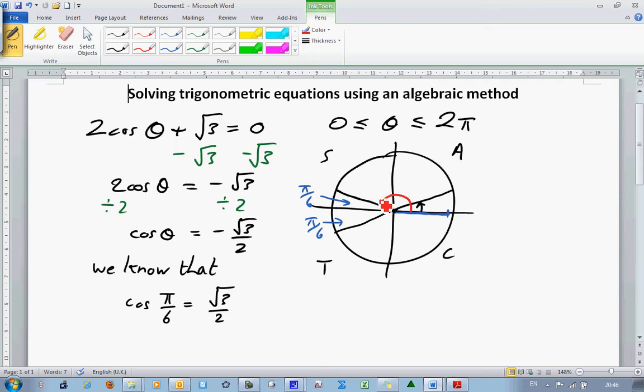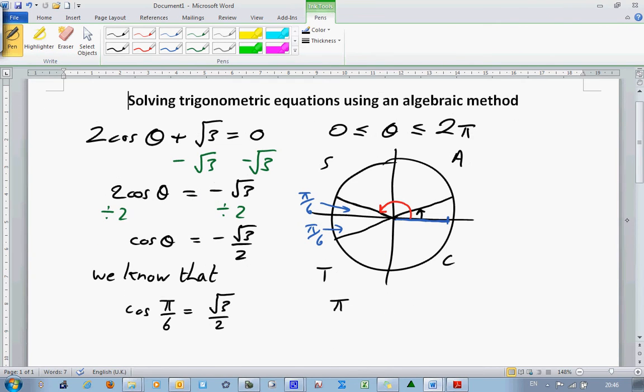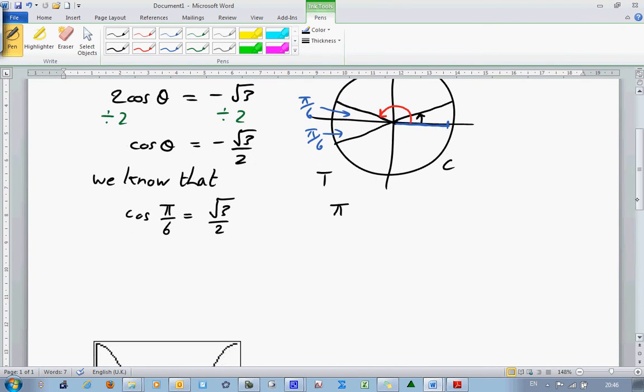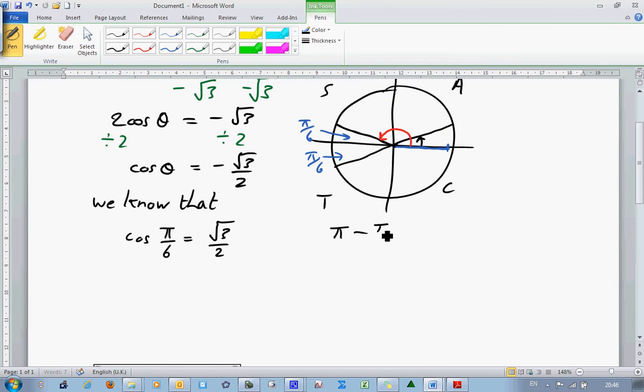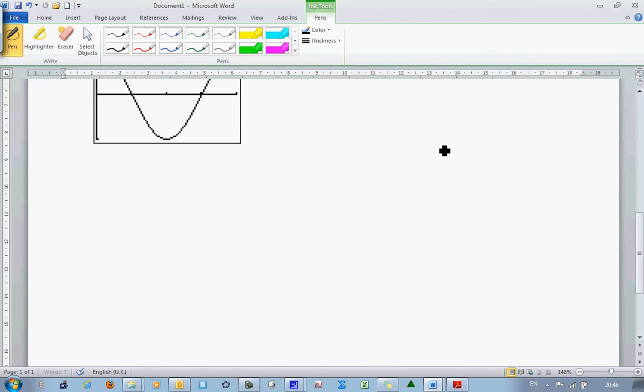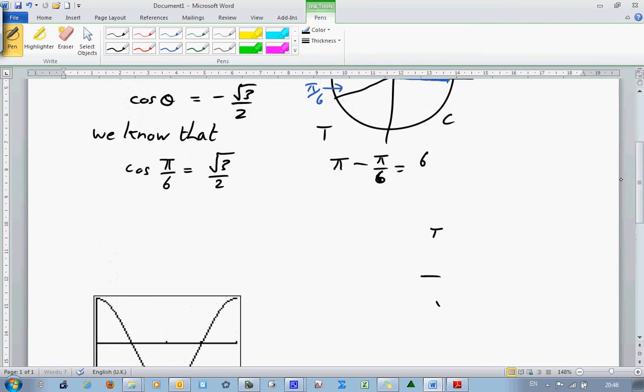is going to be pi minus pi over 6. Now pi is 1 whole pi. 1 whole pi can be written as 6 pi's over 6. Minus pi over 6. So we've got 6 pi minus 1 pi, so one of our solutions then is 5 pi over 6.